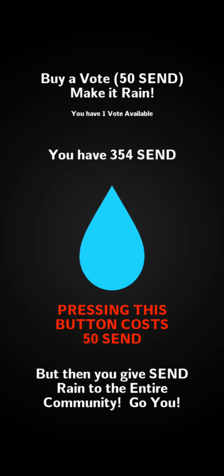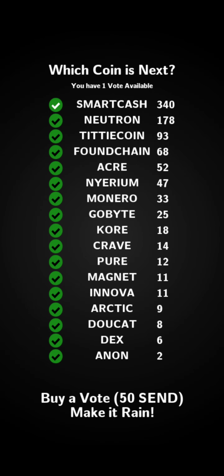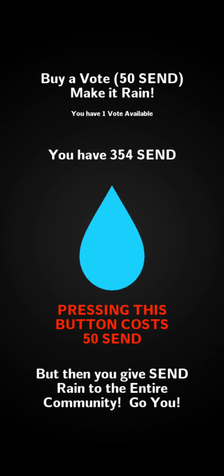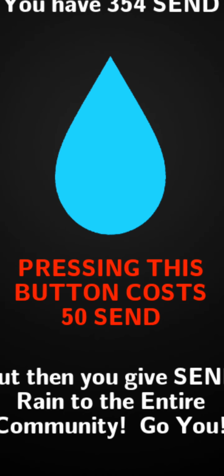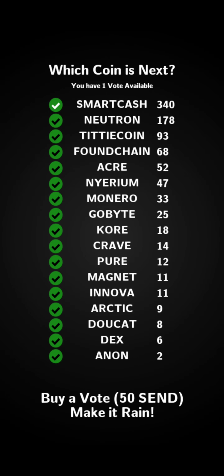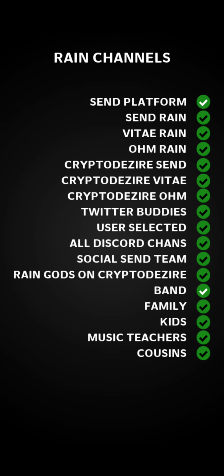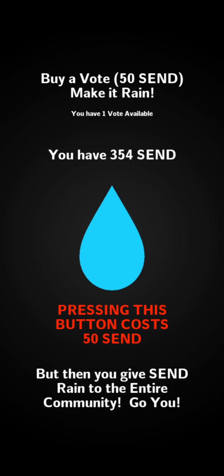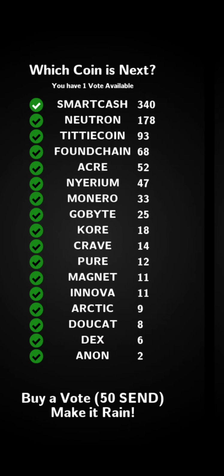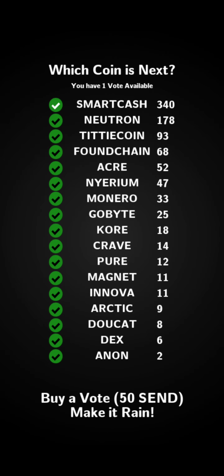Now, this is another way of driving up the cost of all of these coins, because if it costs you a certain amount of social send to buy another vote, and say you want to promote one of these other coins, boom, you go over here, you rain on the entire community, 50 social send, and then boom, that gets you another vote. Now suddenly everybody who's using this app is collecting a little bit of rain all the time from people voting, trying to shill some of these other coins.